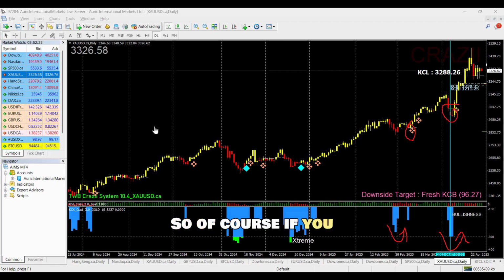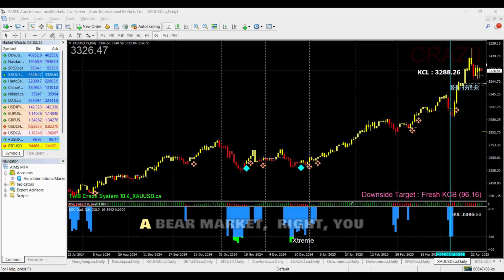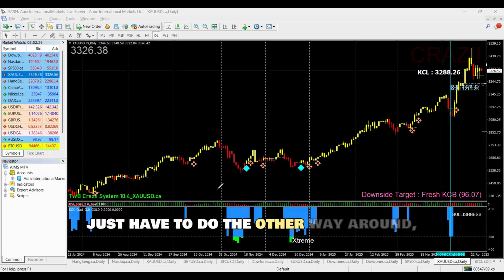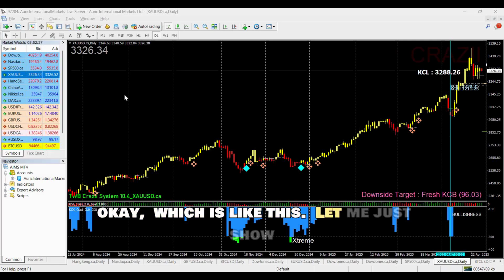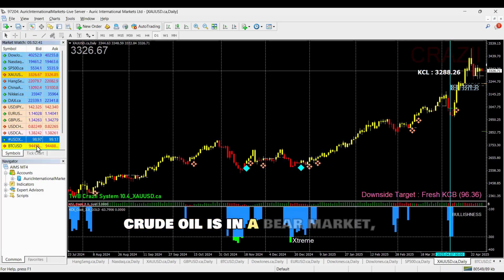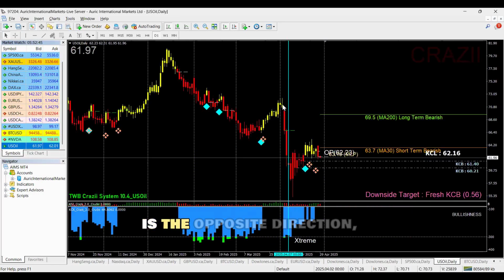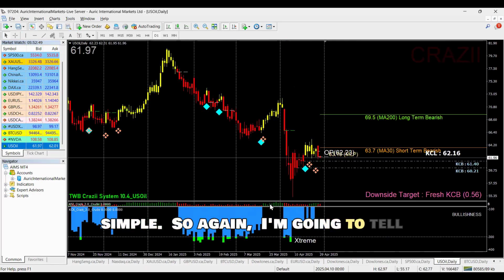So of course, if you think that is for a bull market, then for a bear market, how? Now for a bear market, it's actually the same logic. If it's really a bear market, you just have to do the other way around, which is like this. Let me just show it to you right now. So the bear market, let's say crude oil is in a bear market. It's very clear, crude oil bear market. So what you will see is the opposite direction. Okay, so very simple.